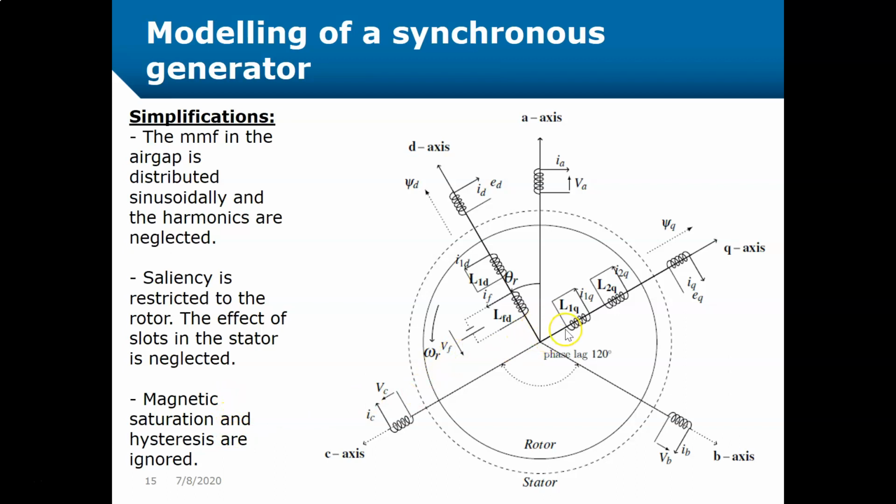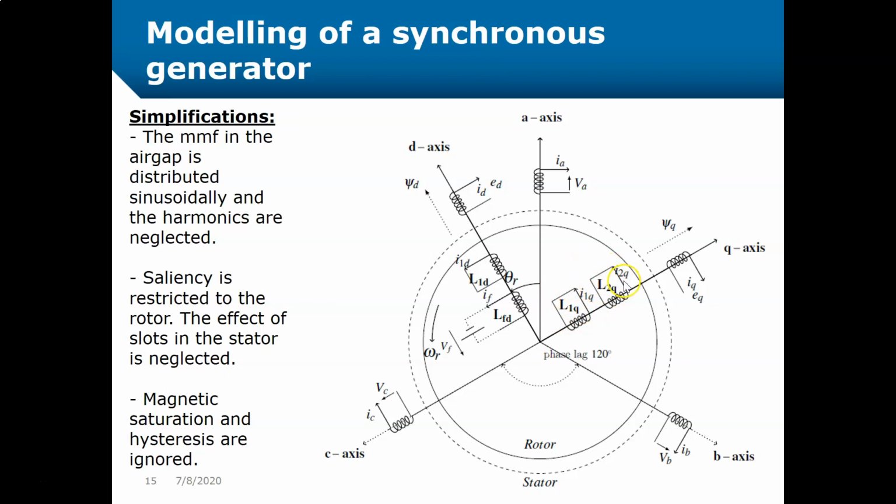And also you can see some windings here. On the Q axis we have two windings, and on the D axis we have two windings. If you look at the D winding, we have a voltage source. This is the field winding representation, and then we have a winding for damper bars on the D axis. The same for the Q axis, where we have two damper bars.